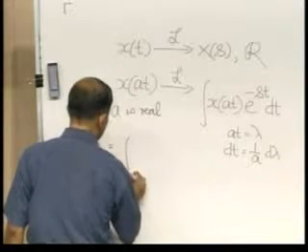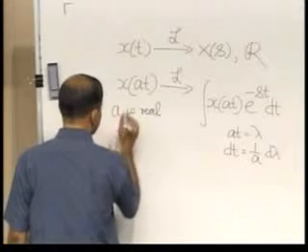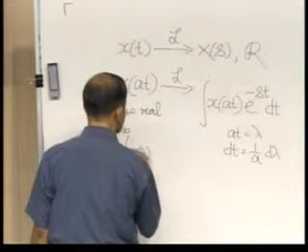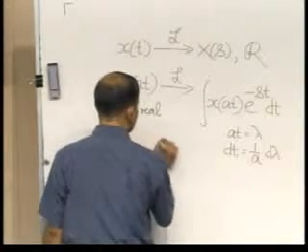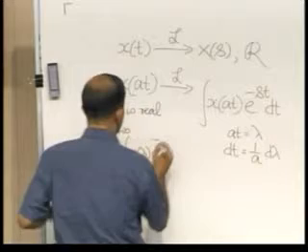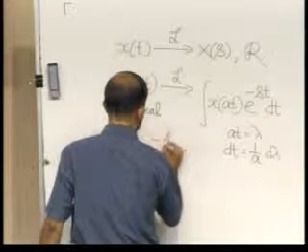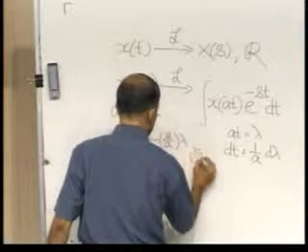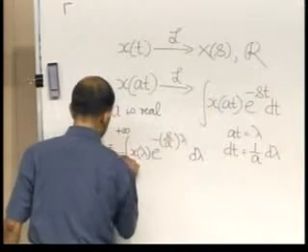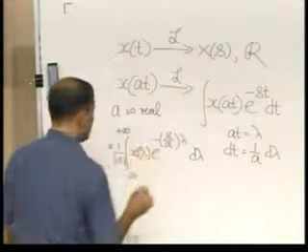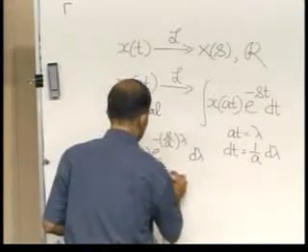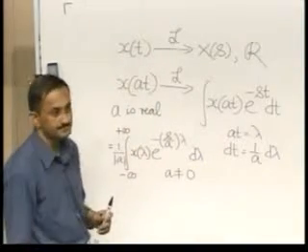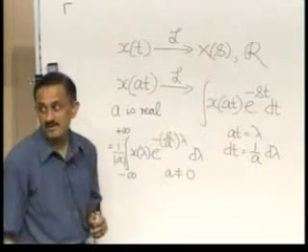So, we can rewrite this as integral from minus infinity to plus infinity of x(lambda) e raised to the power of, now we will rewrite t in terms of lambda, so that is s by a into lambda, d lambda, and by mod a. Again, we assume that a is not equal to 0, which of course it must not be. There is no meaning to making a 0.